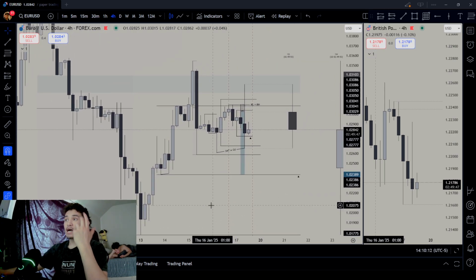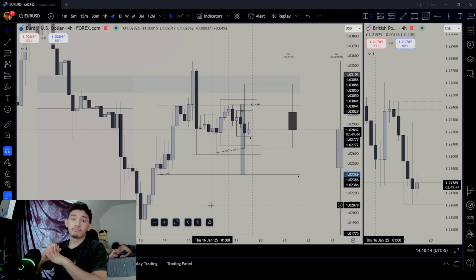You can see market eventually did trend to the upside, right? And yeah, this is how you spot a low probability market condition, and this is how you avoid a lot of choppy price action. This is how you avoid a lot of losses from happening. This is how you know when to get in a market and how you're gonna get in a market, right?